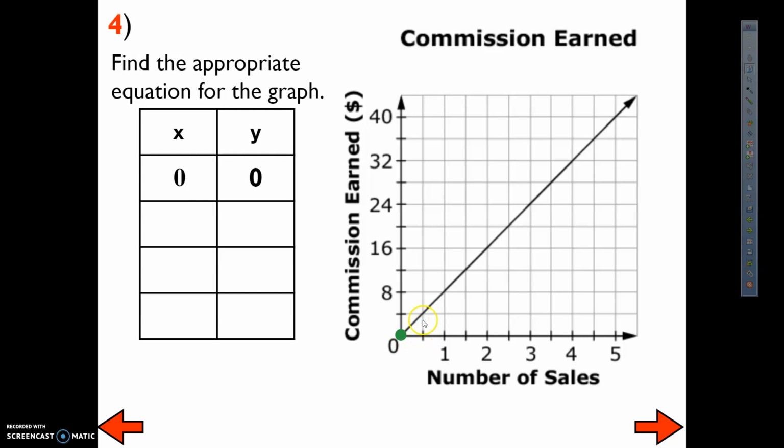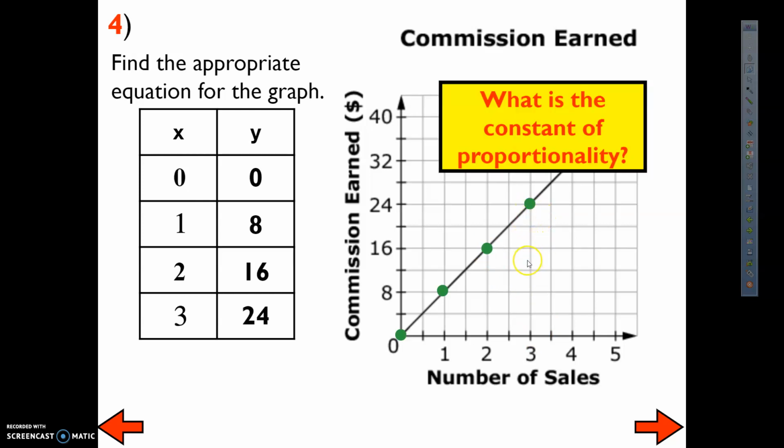Now, I see that this is a good point, but it's crossing at 0.5, so I'm going to skip that one and go to the next whole number because it's going to be easier to work with. I see 1 goes right here to 8. So 1 goes to 8. I'm going to go to my next whole number, and it does cross there. 2 goes to 16. And let's just write one more. 3 goes to 24.